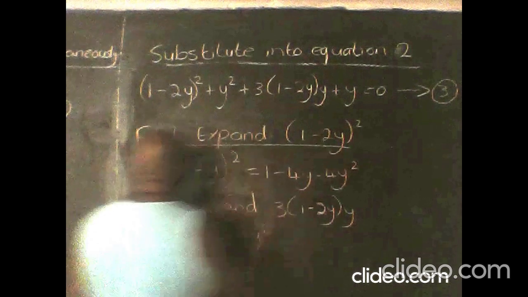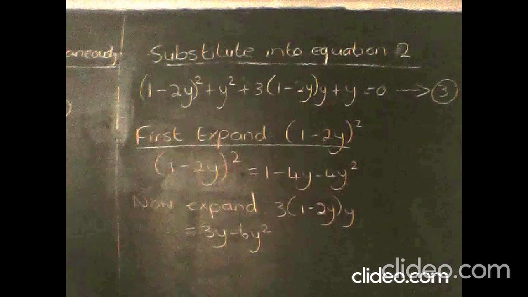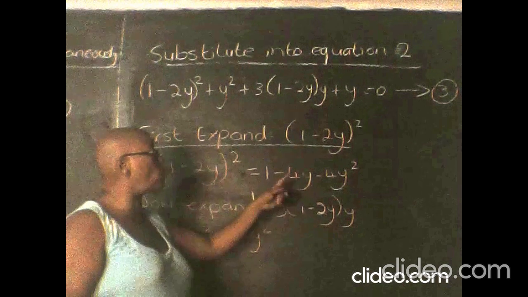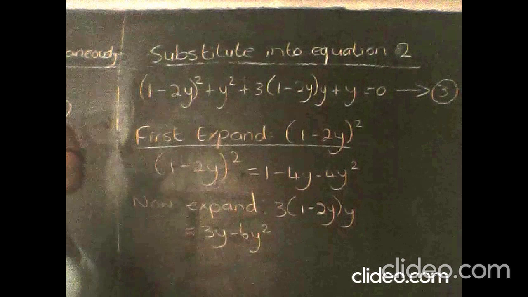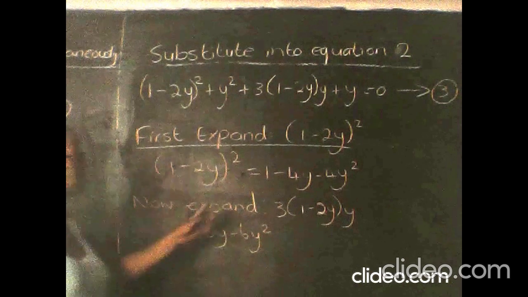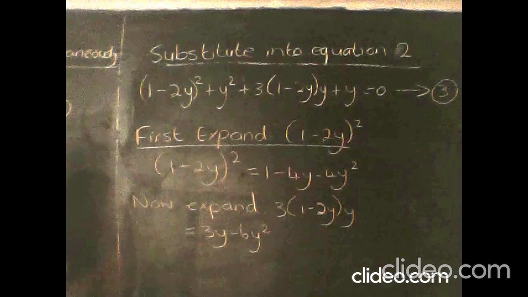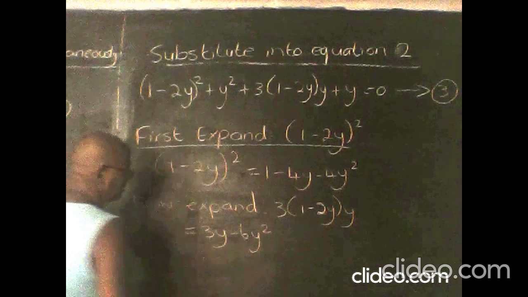Now we're going to expand first (1 minus 2y) squared. And (1 minus 2y) squared, when you solve that, is 1 minus 4y plus 4y squared. Then we expand 3 and y into those parentheses where x was, and our answer is 3y minus 6y squared.